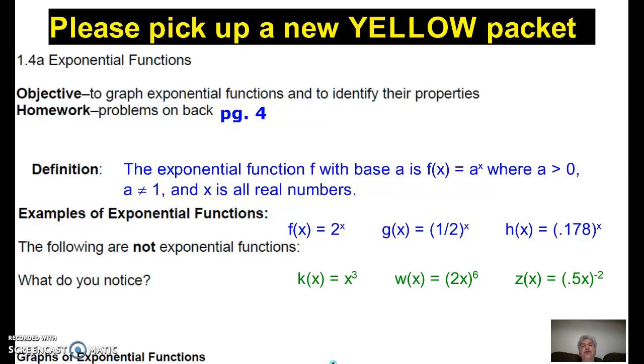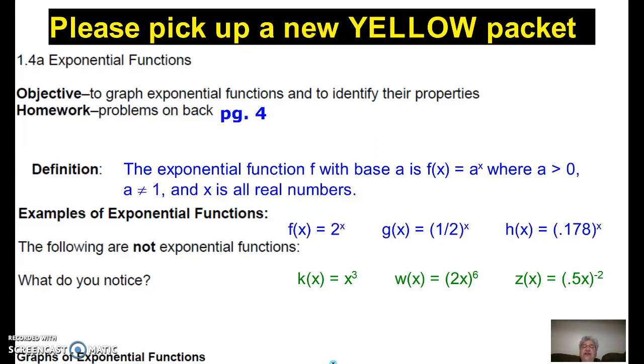Today we start with a new packet. We're on the yellow packet, and today's lesson is exponential functions. Your homework is on page 4 in this yellow packet, and I'll give you a minute or two to write down the definition of an exponential function.